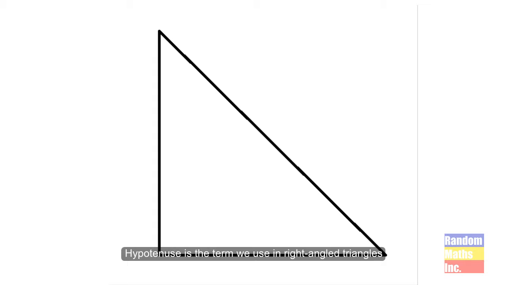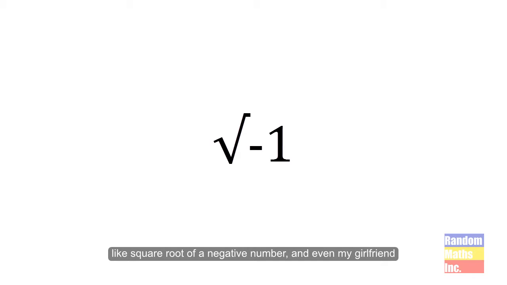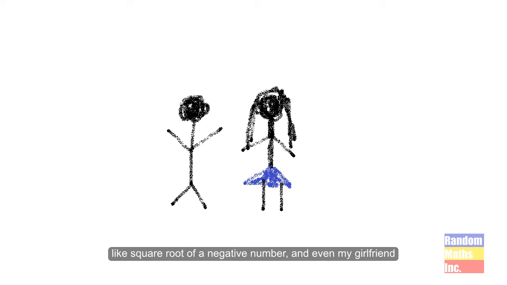Hypotenuse is the term we use in right angle triangles. For length, it's the longest, no need to take the gamble. I, imaginary, a figure we can't comprehend, like square root of a negative number and even my girlfriend.